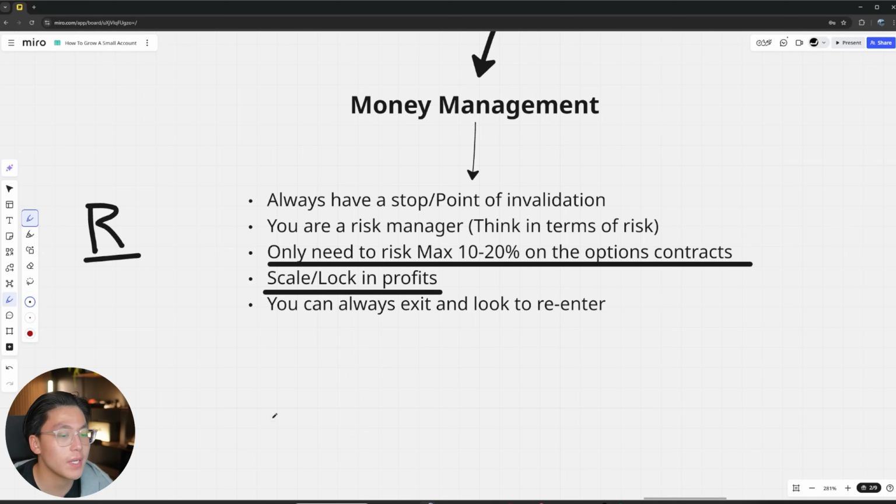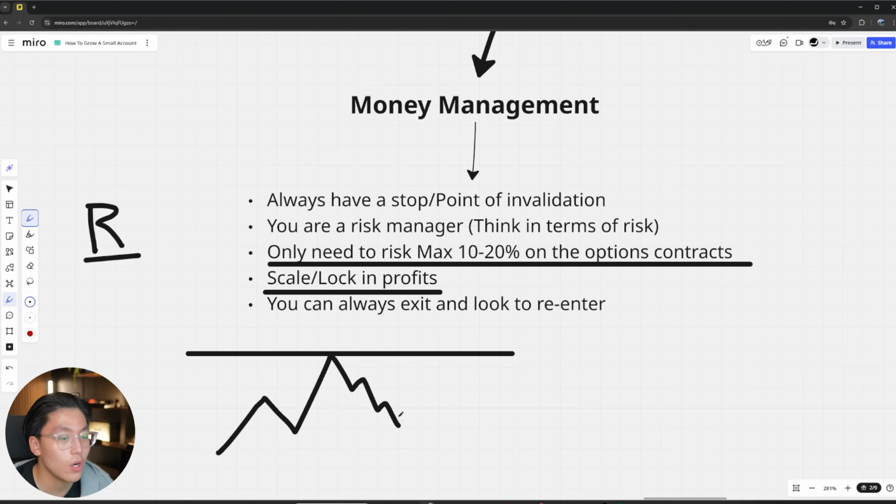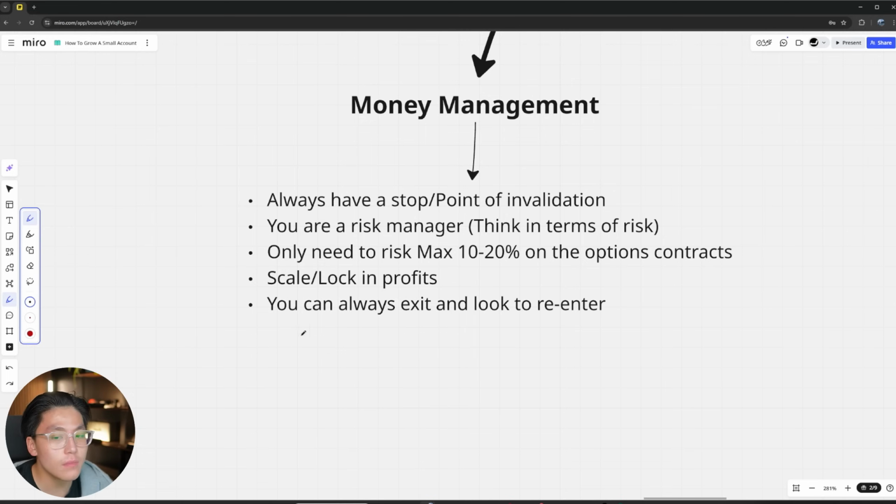because you never know if price is going to gravitate towards your resistance level and reject, or if we're going to have continuation and push back towards the upside. No one knows if price is going to reverse at a key level. So you always want to lock in profits and scale along the way. And finally, what I have here on the bottom is talking about how you can always exit a position and look to re-enter.